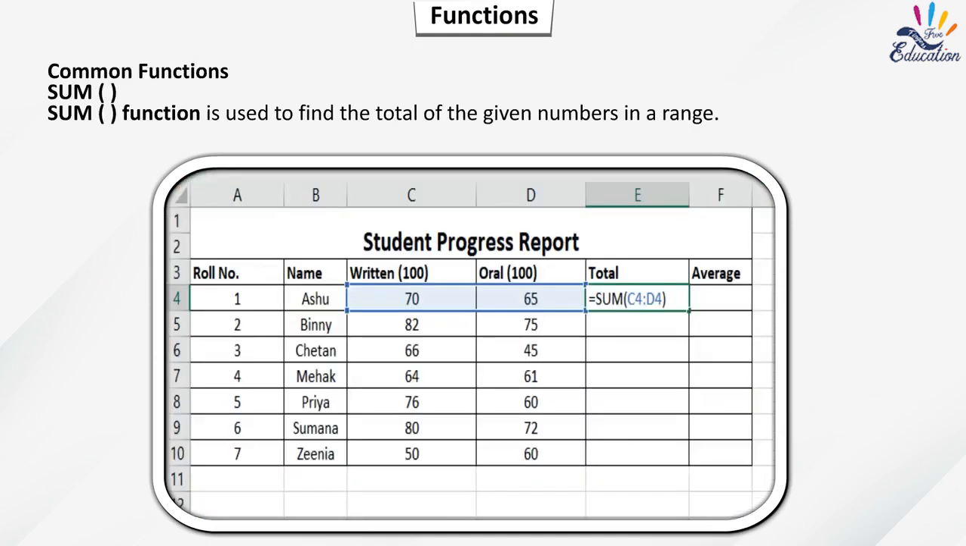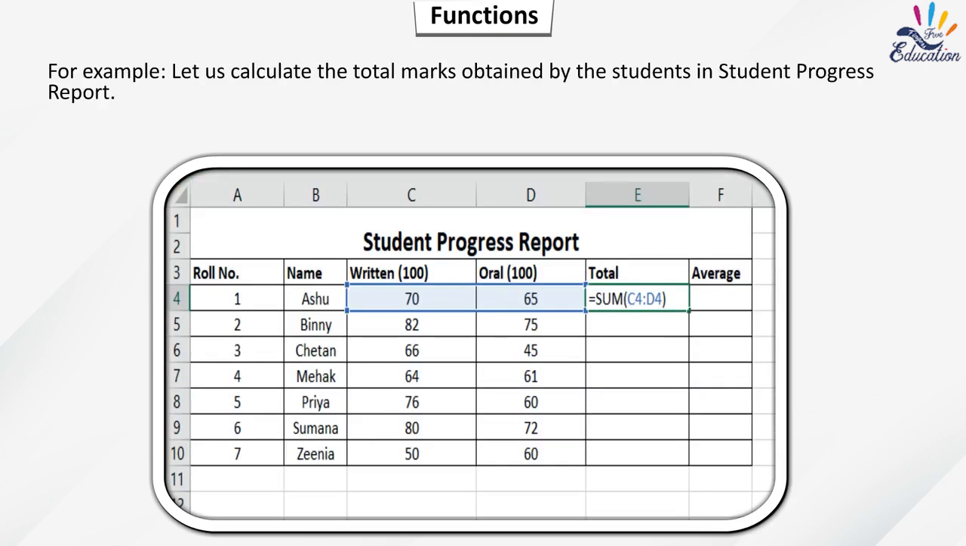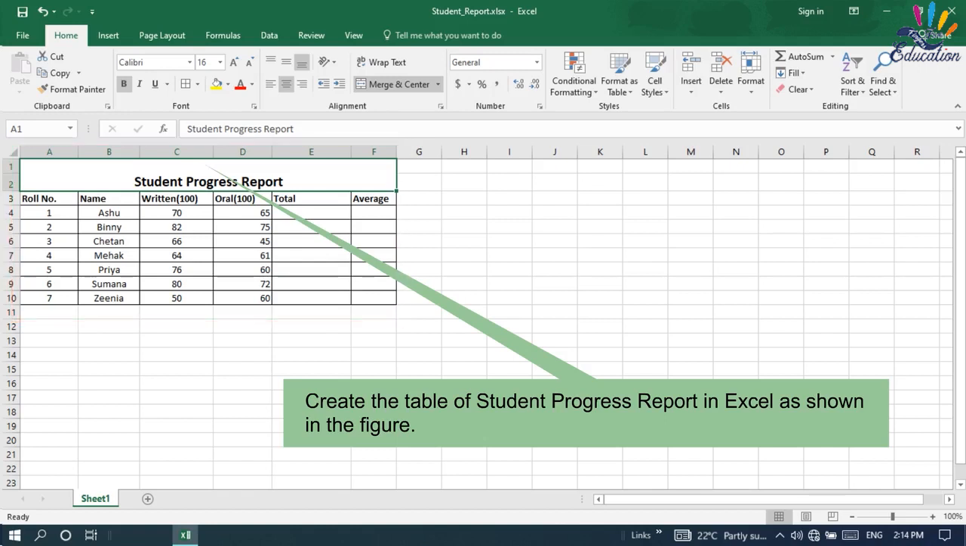Common functions. Sum. Sum function is used to find the total of the given numbers in a range. Syntax is equal to SUM(cell range). For example, let us calculate the total marks obtained by the students in Student Progress Report. Create the table of Student Progress Report in Excel as shown in the figure.